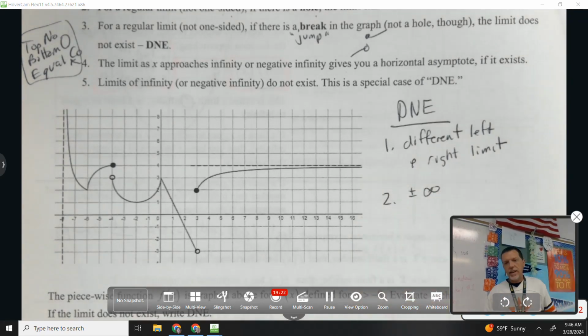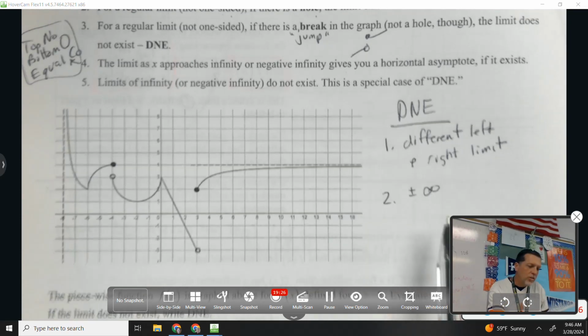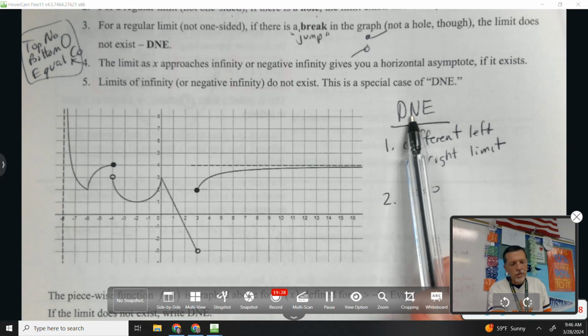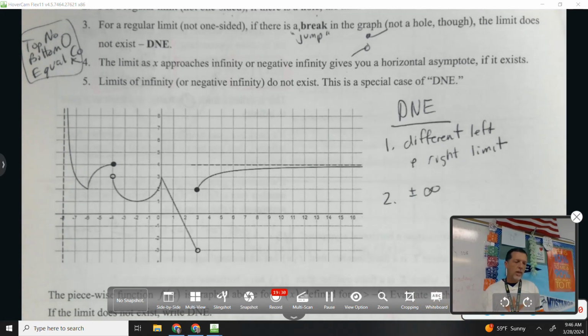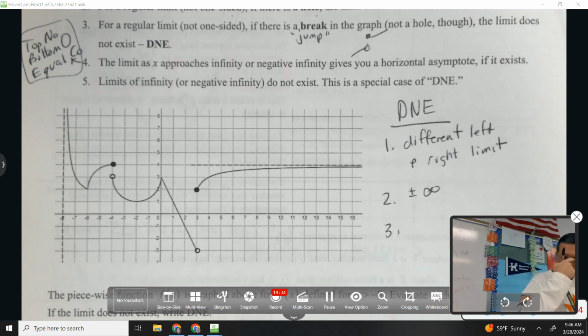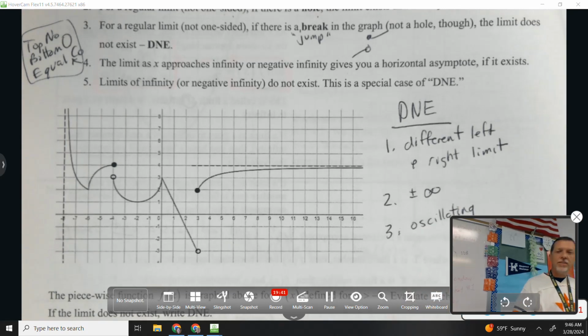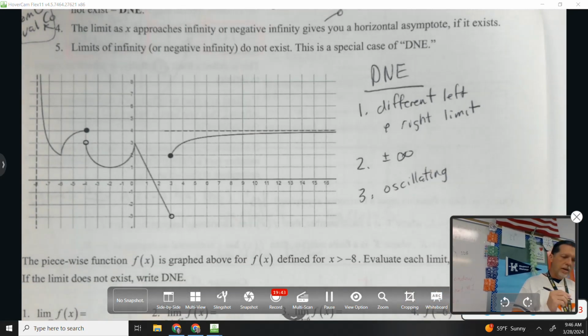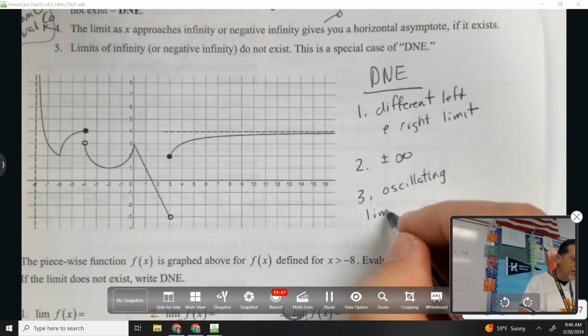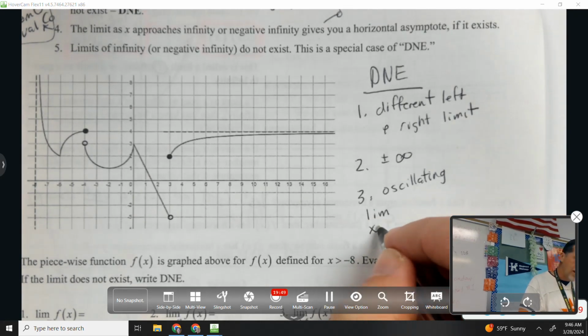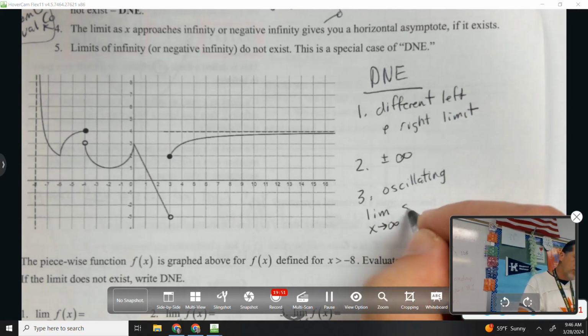A second type of DNE is the infinity stuff. So we would still want you to say infinity, but also know that it's DNE. And then there's a third type that we haven't really looked at, but I want to go ahead and say it. And that is if the graph is oscillating. There are some really tricky examples of this, but there's also a really easy example: the limit as x goes to infinity of sine of x.